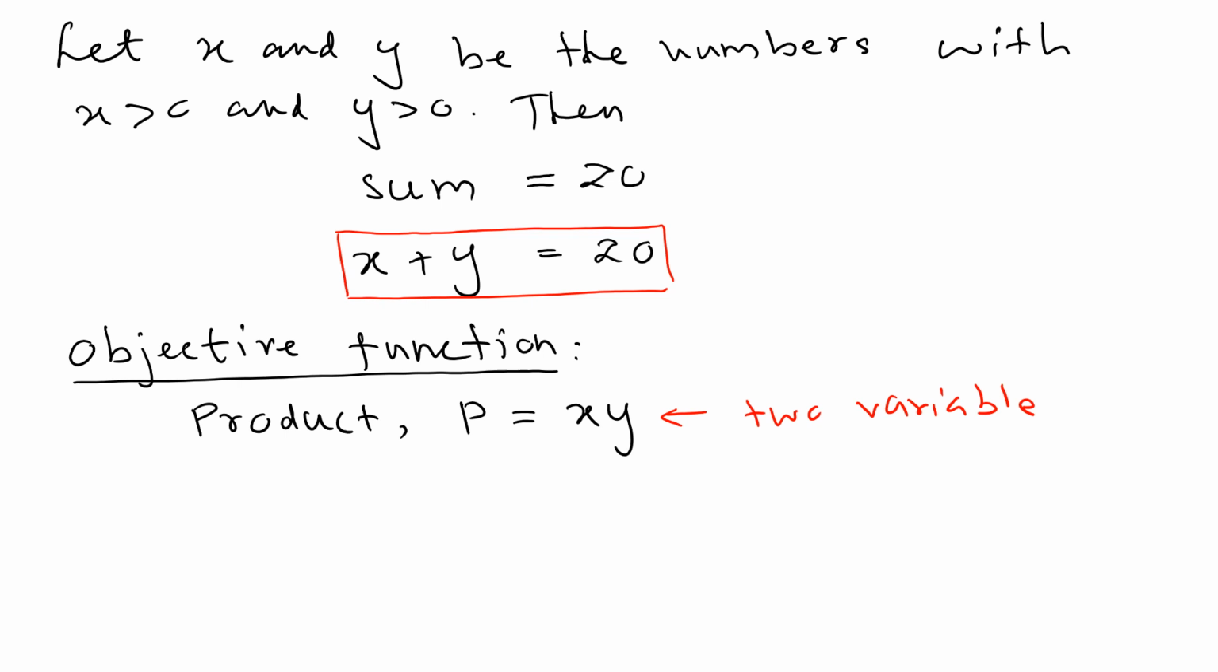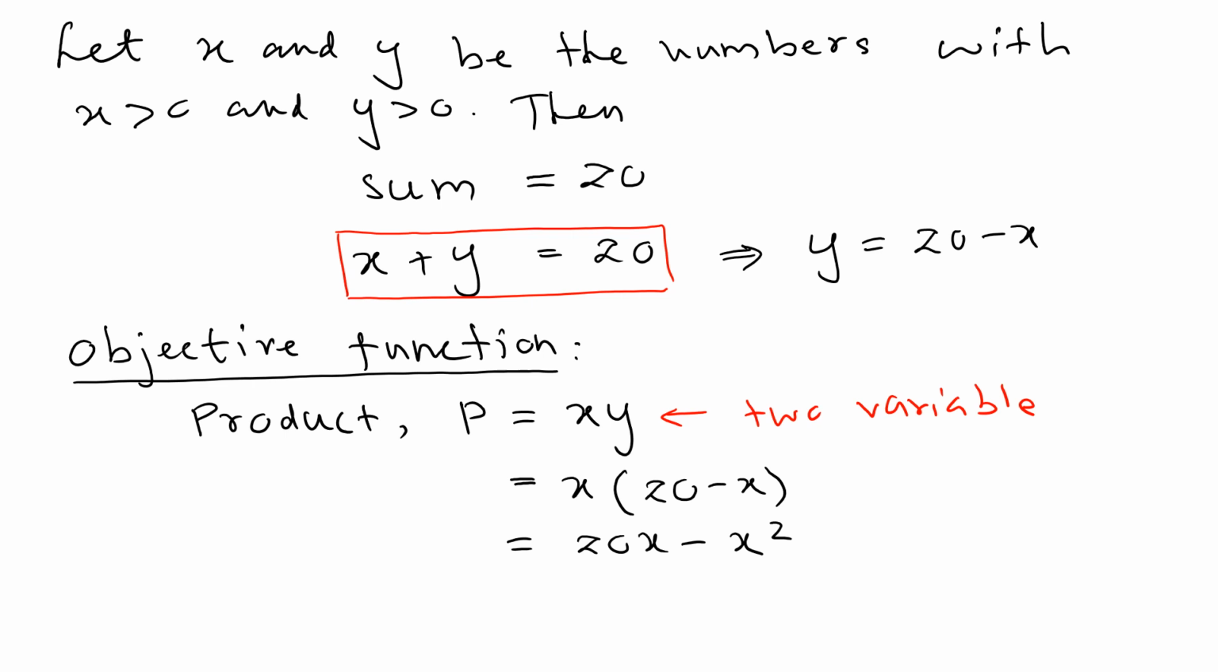So what we're going to do is bring this to one variable. How do we do it? We're going to solve for one variable. I'm going to solve for y first. If you subtract x from both sides, y equals 20 minus x. Now I'm going to substitute that here. So P equals x times 20 minus x. Then we simplify, and you get 20x minus x squared. You see that this is a one variable function. That's exactly what we need.